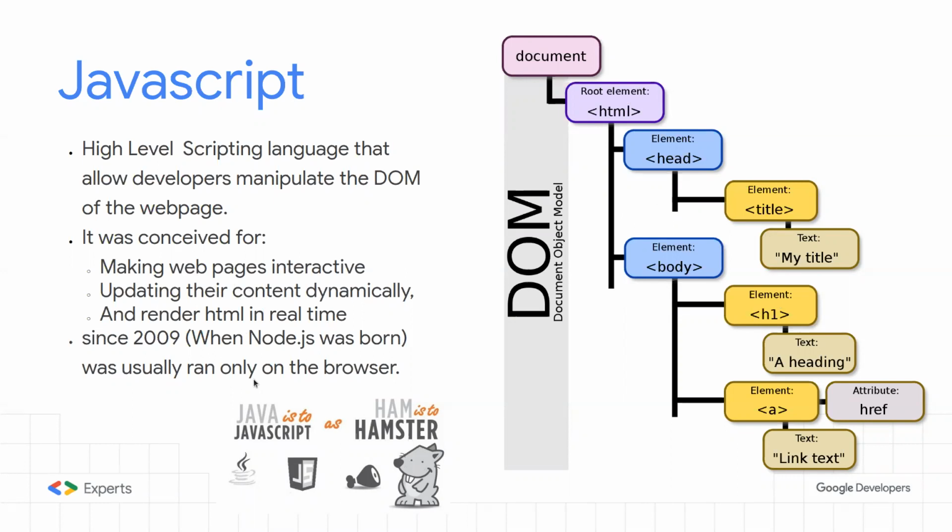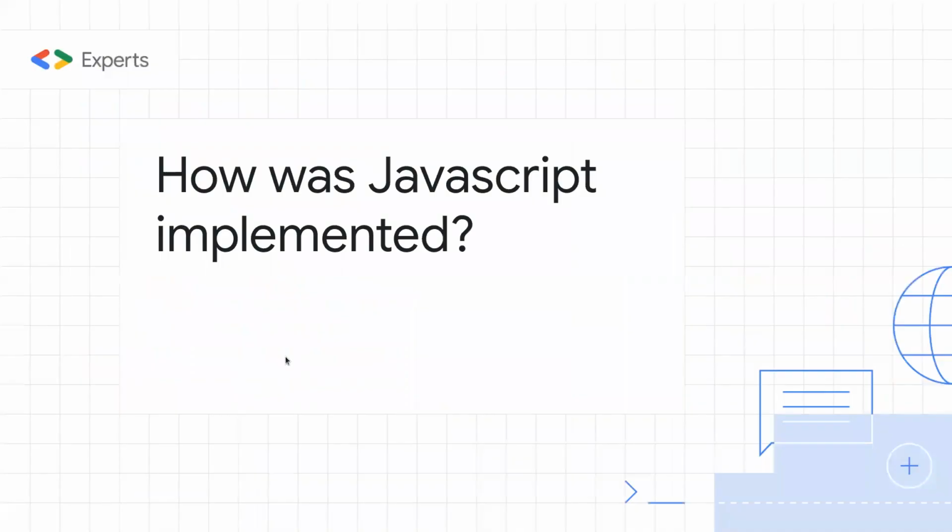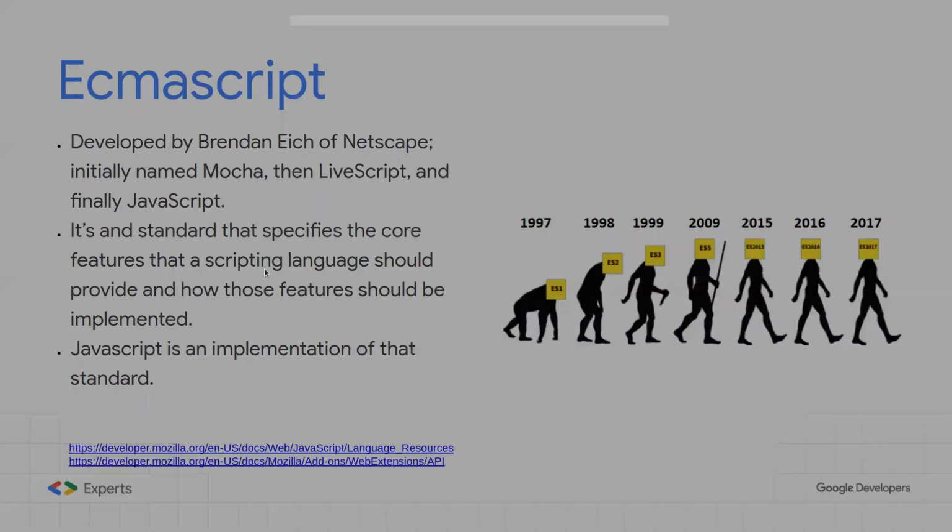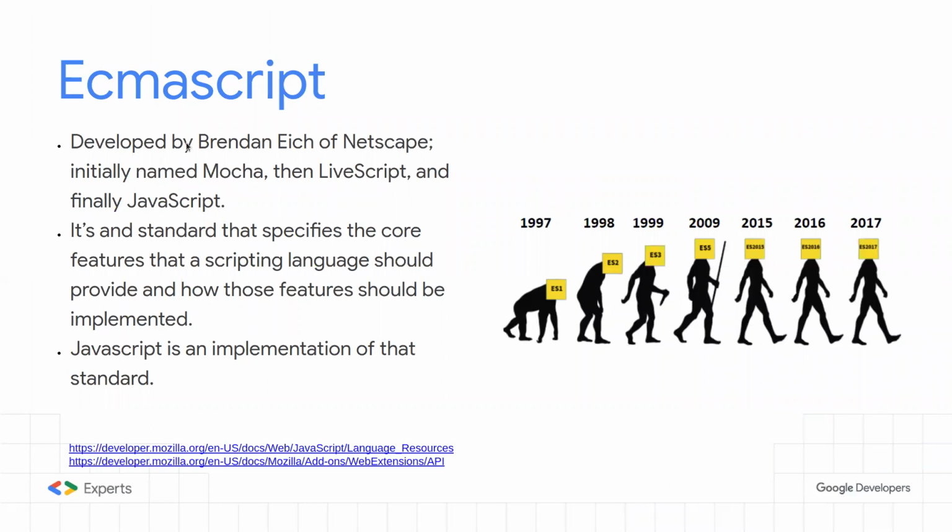But JavaScript was thought to run in the browser, not on the server. But before talking about that, I'm gonna talk a little bit about how JavaScript was implemented. JavaScript is a language that follows a standard called ECMAScript. This standard was developed by Brendan Eich of Netscape. Initially named Mocha, then LiveScript, and then finally JavaScript. And this standard basically defines the syntax of the language.